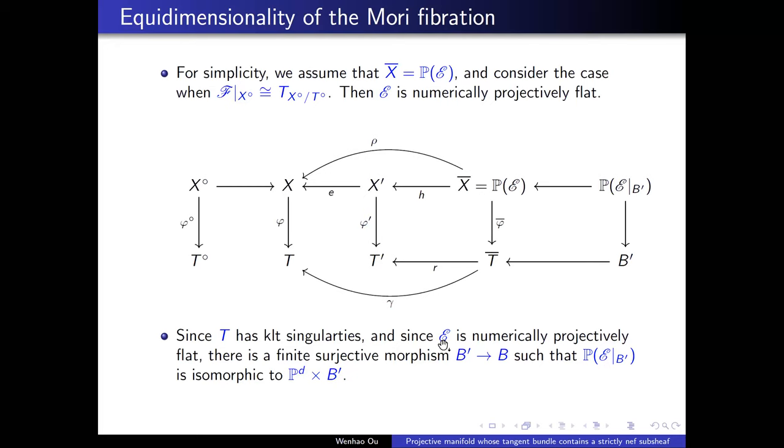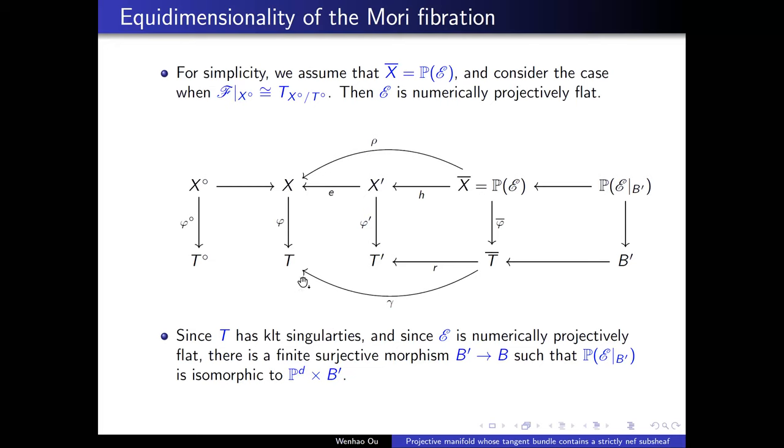So let me say something on this argument. E is numerically projectively flat. So as we have seen, the projectivized bundle is isomorphic to a projective bundle induced by a representation of the fundamental group. So in the special case when T is smooth and T bar is also smooth, then they have the same fundamental group. So a flat projective bundle here can always descend to a flat projective bundle on T.